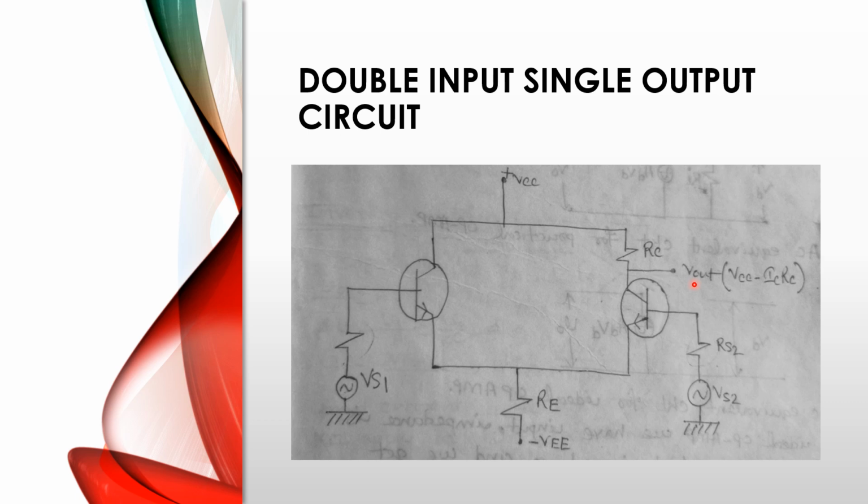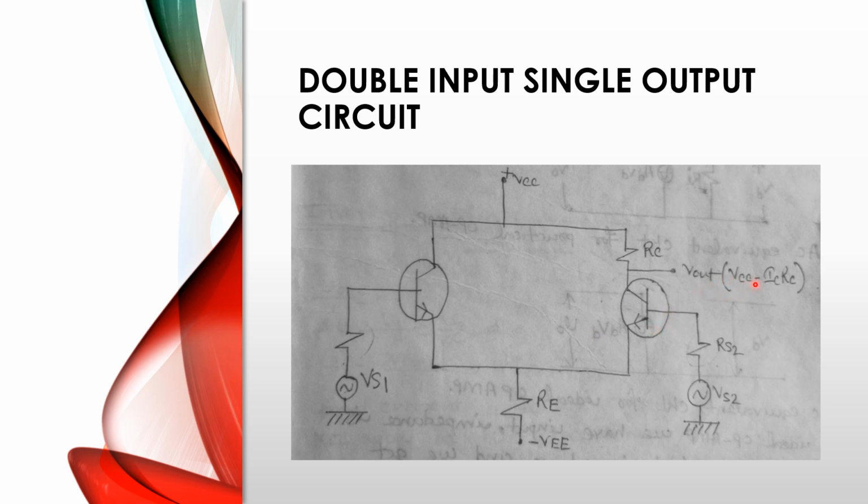On the other hand, suppose input Vs2 increases. Then the collector current of the right transistor also increases. That means ICRC increases. If ICRC increases, then Vout will decrease. That means we get a negative output, opposite polarity output. That's why V2, or Vs2, is called the inverting input terminal. So this is the logic.